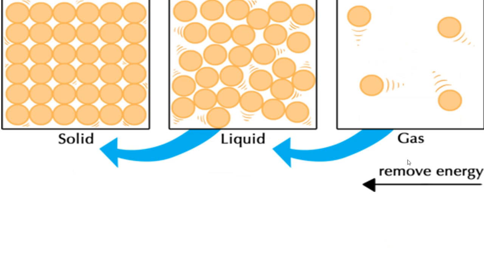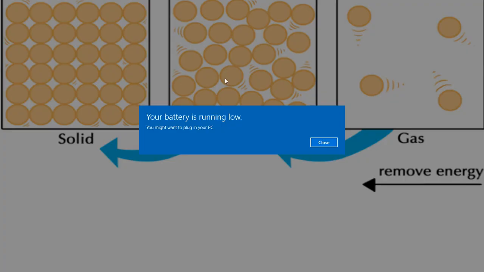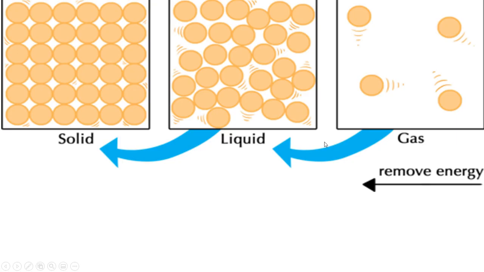So if I remove energy, what does the energy do? It is going to decrease. So I have all these gas molecules, they're all over the place, spread far apart. But as I go from a gas to a liquid, we see the molecules coming closer together and beginning to slow down. As we go from a liquid to a solid, you will see that those molecules are tight together and all they do is simply vibrate.